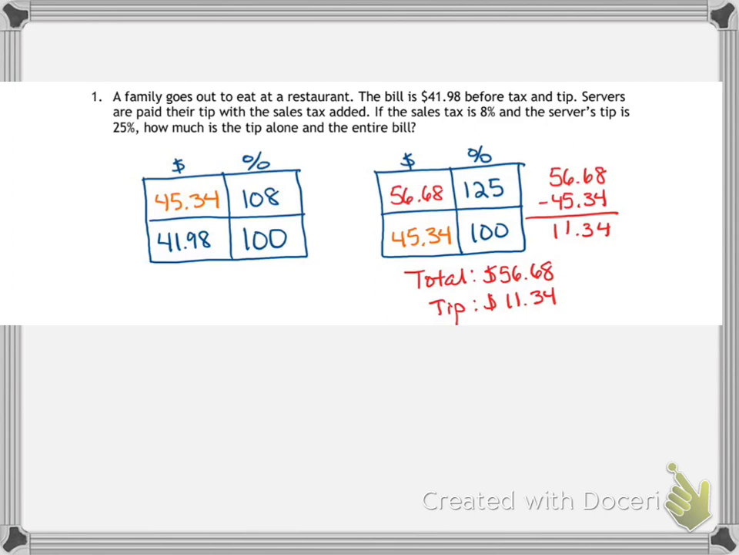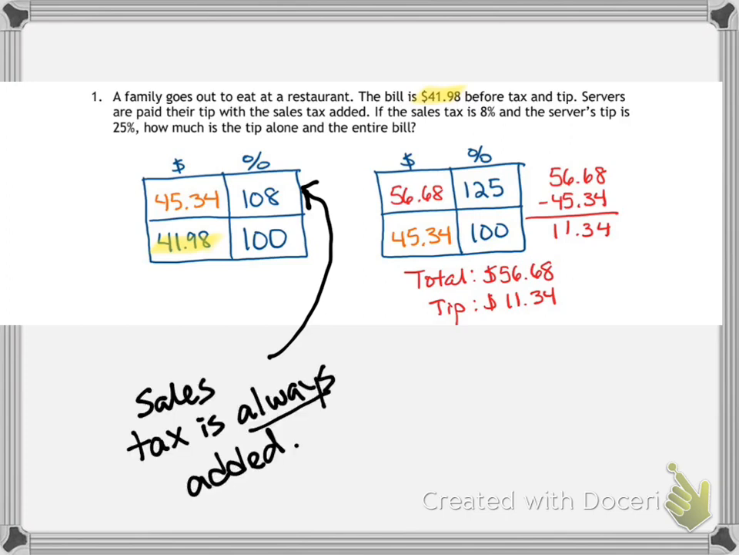All right, here is how you would set up this question. First, we have the box that includes our sales tax. And once we have set that up, we then do it over here for the tip. So let's look at how this is set up. The bill is $41.98 before tax and tip. That goes here because that's our original 100% amount. Sales tax, again. The reason why I write 108 in this box is because the tax is always added.